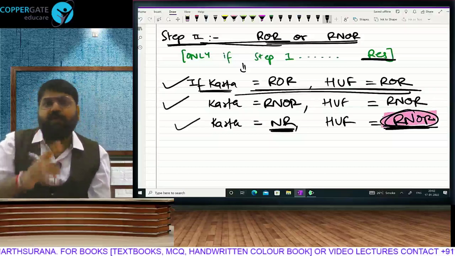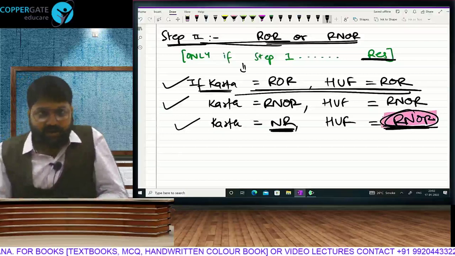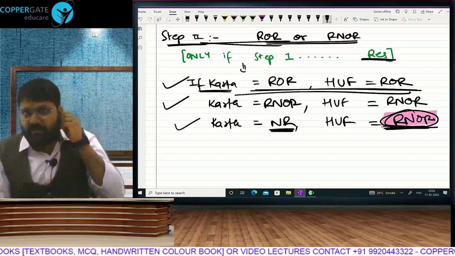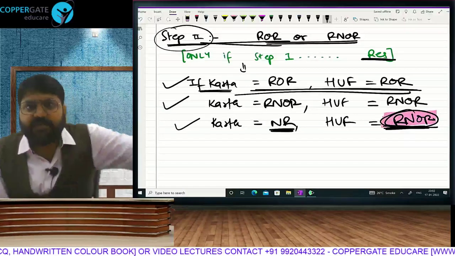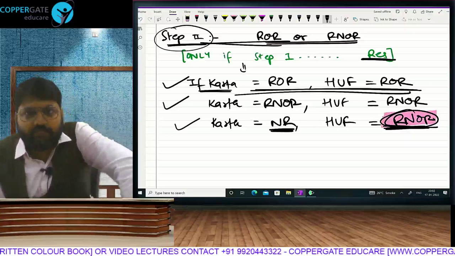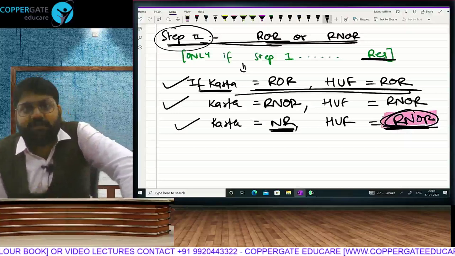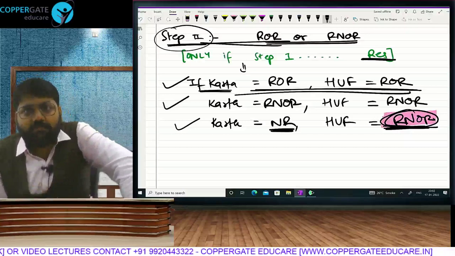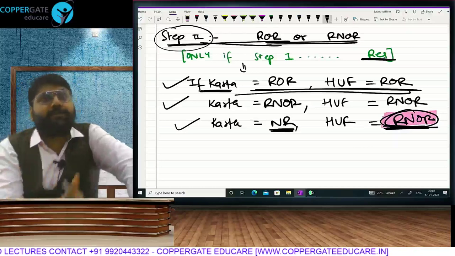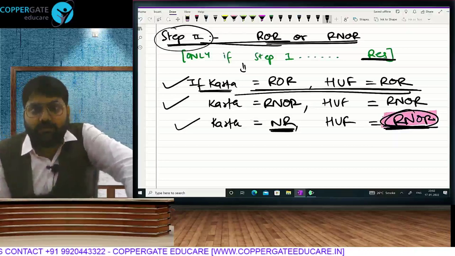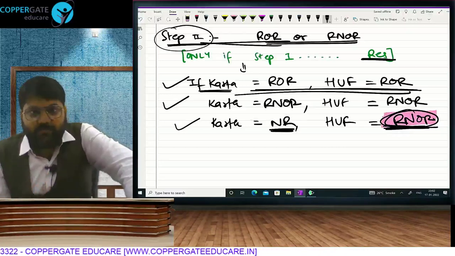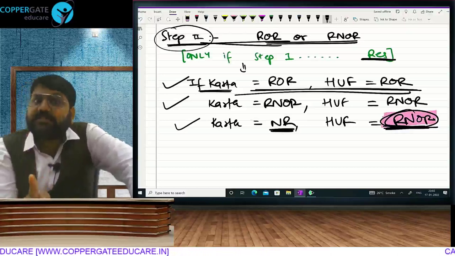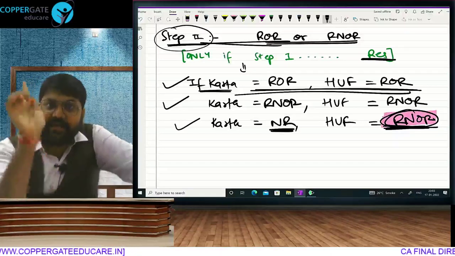Repeating the last complicated point for Junaid, but it will help everyone else also in the class. Answer what I am asking you. We are doing step number 2 for HUF. That means, first of all, have we finished our step number 1? What was the answer to our step number 1? Then only we perform step 2, otherwise we don't perform. Correct? That means the HUF has become resident.